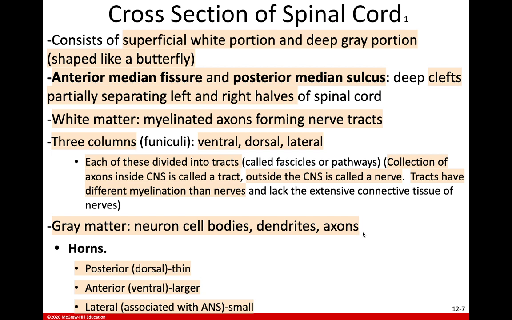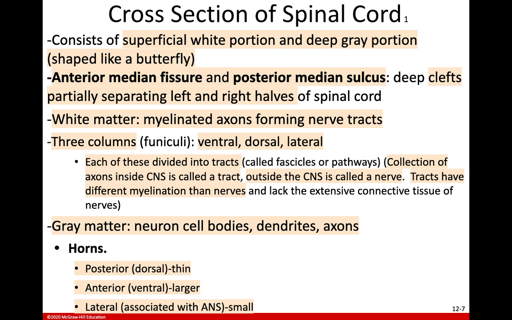And then, of course, the gray matter contains the cell bodies of neurons as well as the dendrites, and it contains some axons as well. We divide the gray matter into three horns: the posterior or dorsal horn, which is smaller, the anterior or ventral horn, which is larger, and then the lateral horn, which is pretty small too. And the lateral horns are going to be associated with autonomic motor neurons.